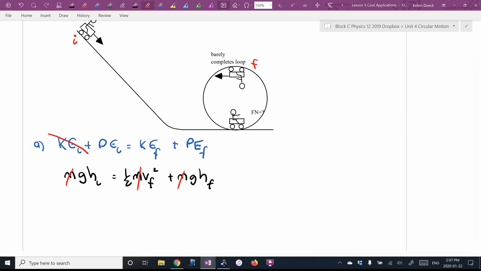What am I trying to find? I'll get that by itself in a second, but let's look on the right-hand side and see if I got everything that I need. Do I know the speed at the top of the loop right there? No. Maybe I can figure it out. Let's come back to that. Do I know my height at the top of the loop here?